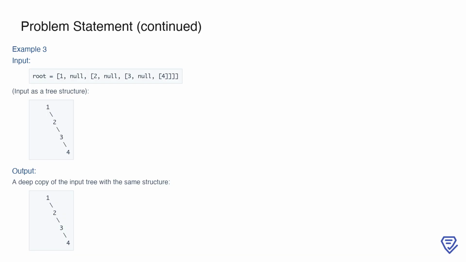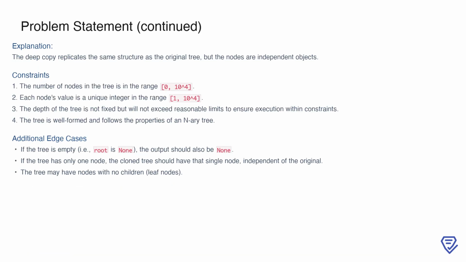The root of the clone tree should have the value 1 and a single child with value 2, which has a single child with value 3, and so forth. Each node in the clone tree should be a new object, independent of the corresponding node in the original tree. The deep copy ensures that the clone tree replicates the structure and values of the original tree, but the nodes in the clone tree are completely independent objects.